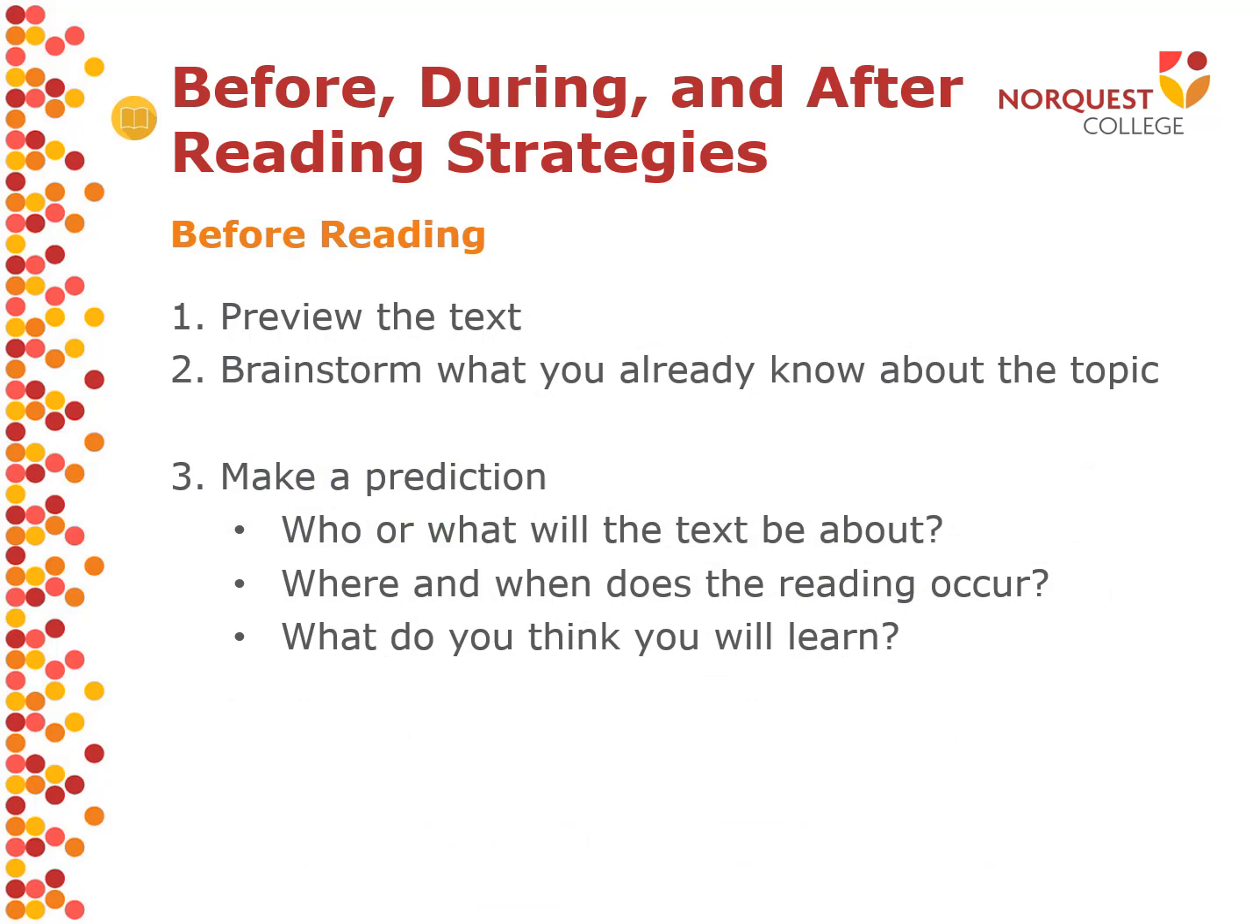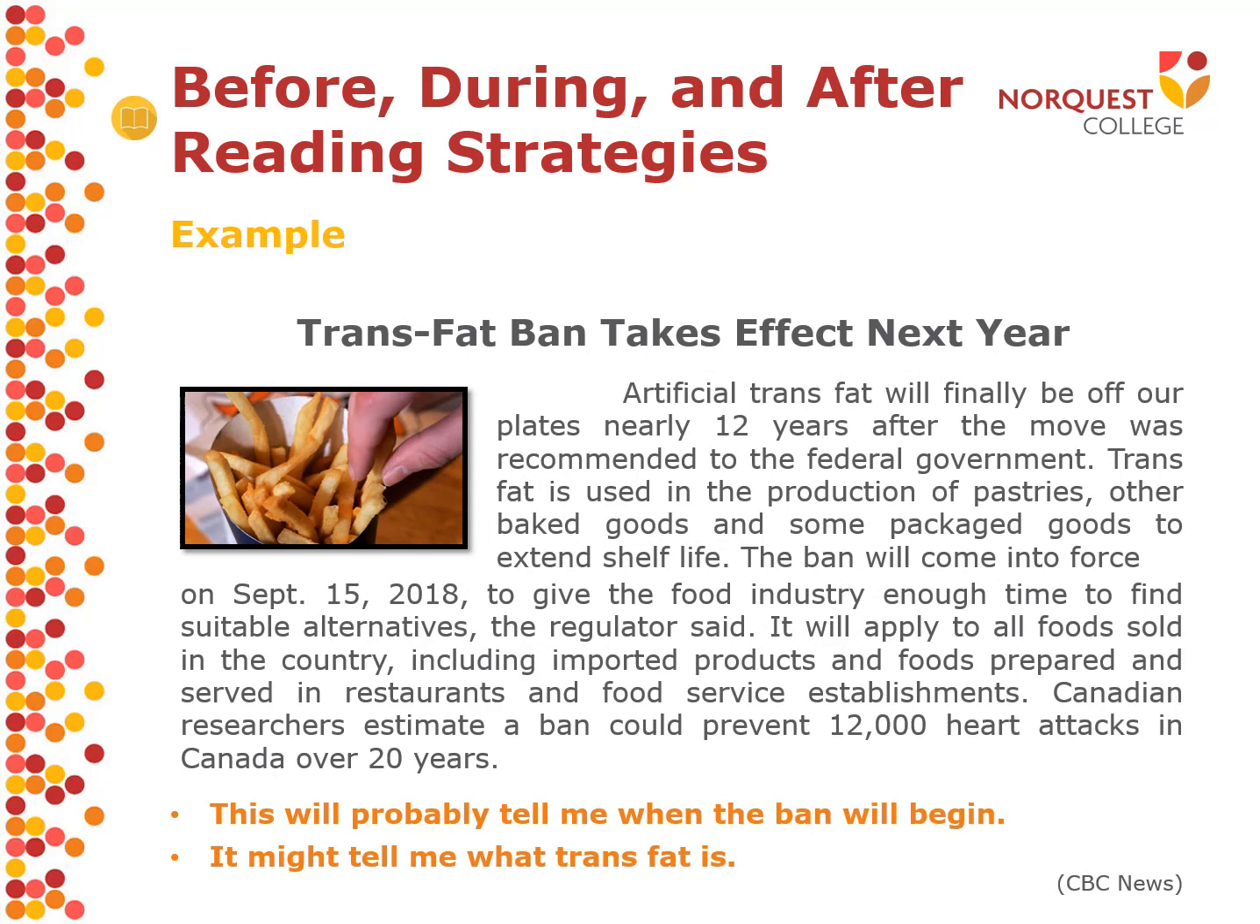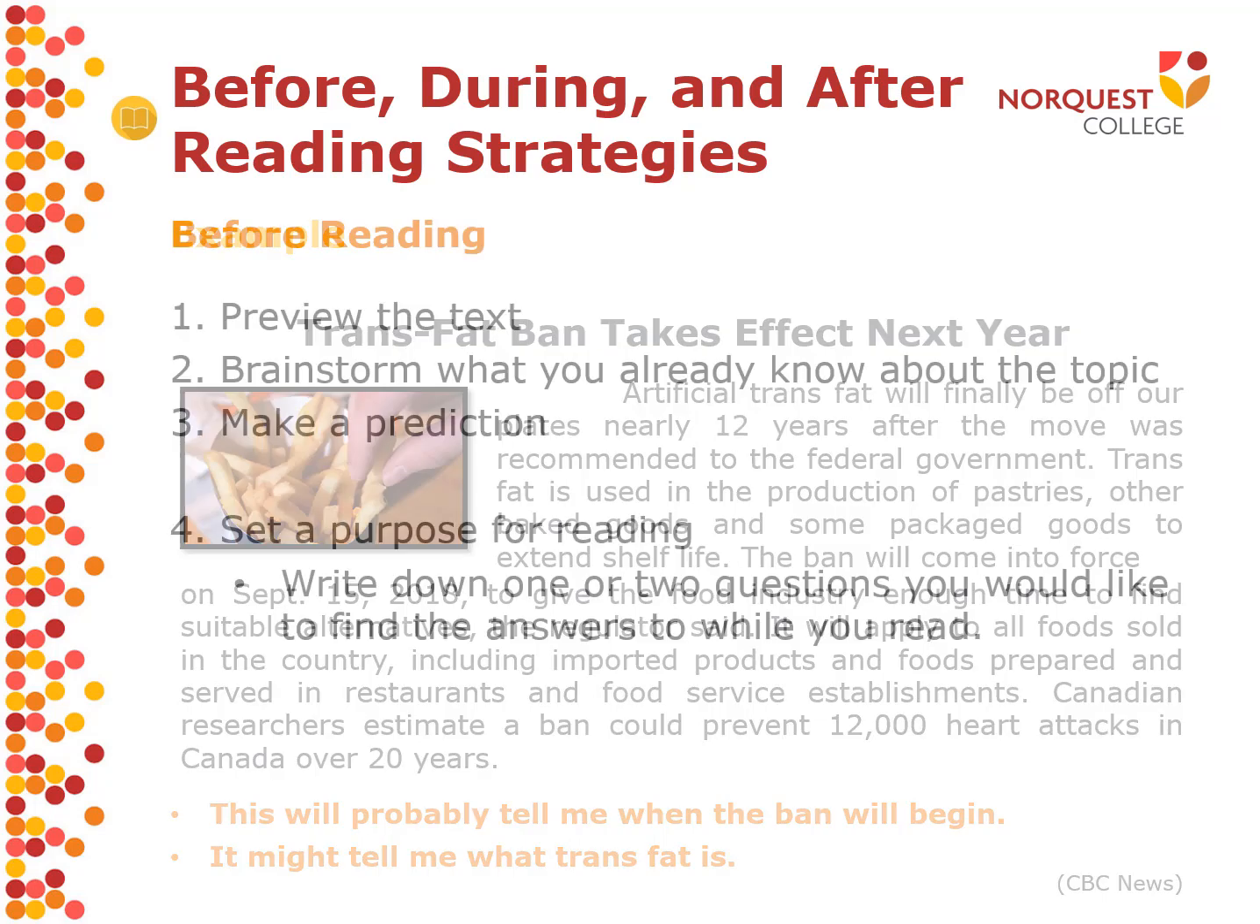Next, you should make a prediction. It could be about who or what the text will be about, where and when the reading occurs, or what you think you'll learn from the text. Based on this article, I think it will probably tell me when the ban will begin, when trans fats will be banned. I think, and I hope, that it'll tell me what a trans fat is. These are a couple predictions I've made about the text.